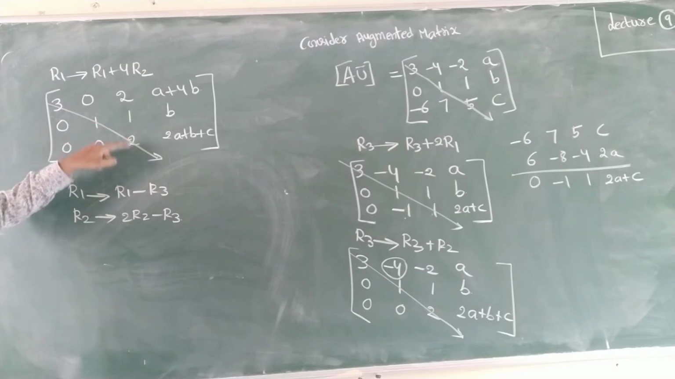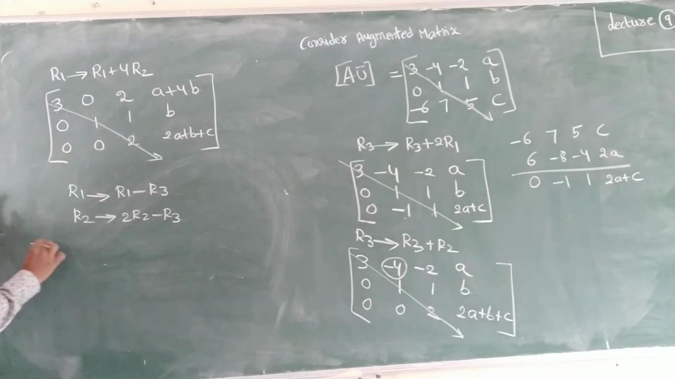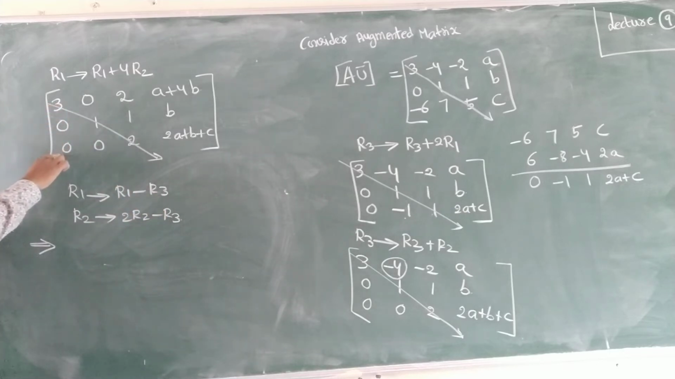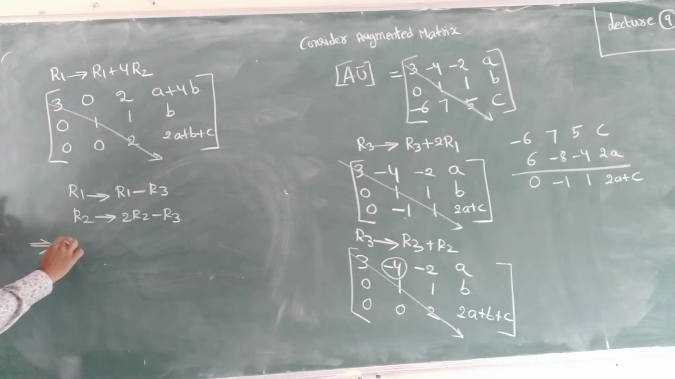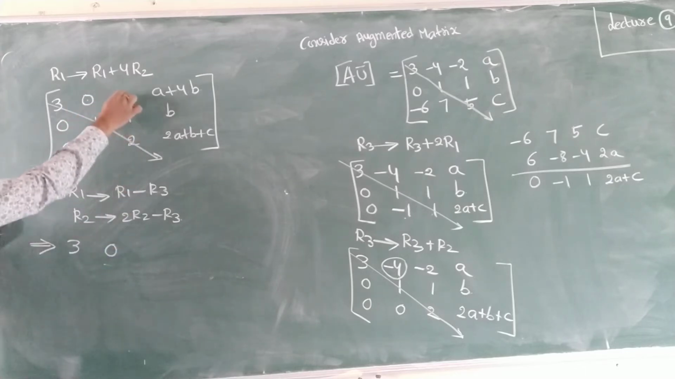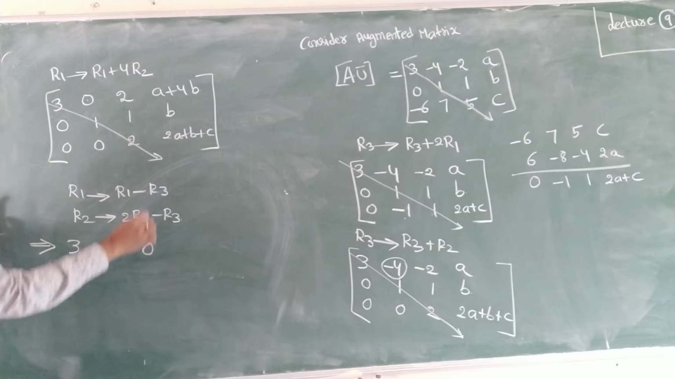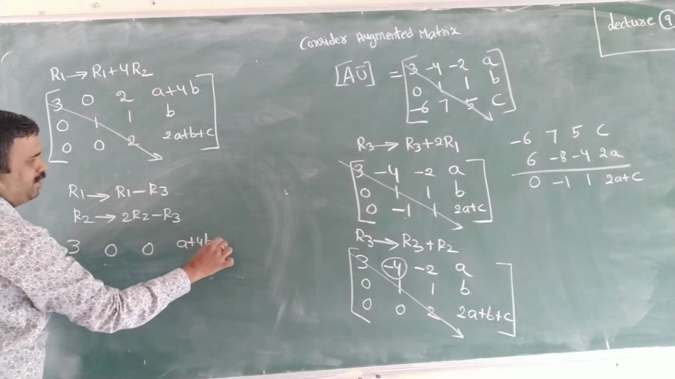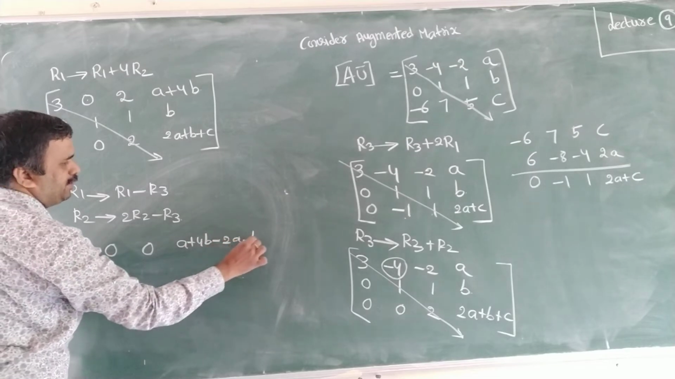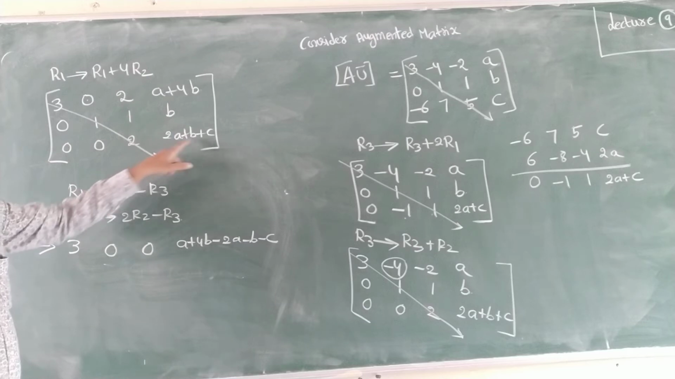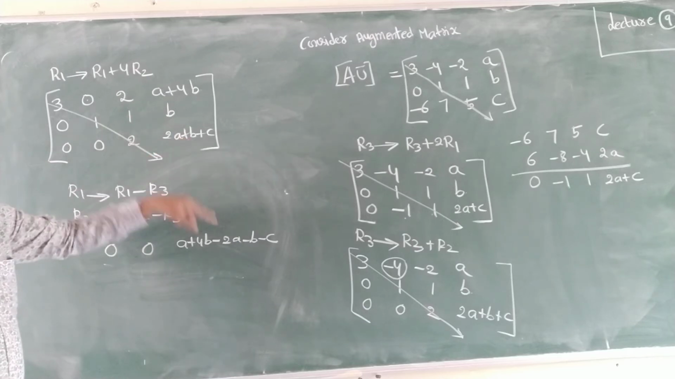I can't take 0, so I will multiply with 2. 2 minus 2 is 0. So the first row is R1 minus R3, first row minus third row. 3 minus 0, 0 minus 0, 2 minus 2 is 0. And this one is a plus 4b minus (2a minus b minus c).